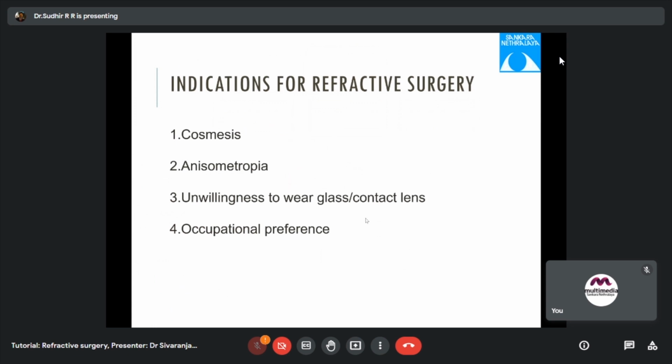Indications for refractive surgery: mainly, there will be unwillingness to wear glasses and contact lenses. This is the most important indication for going for refractive surgery. Others are cosmesis, anisometropia, and occupational preference.